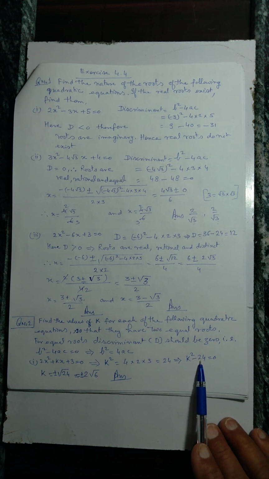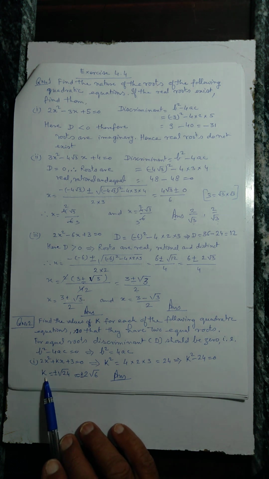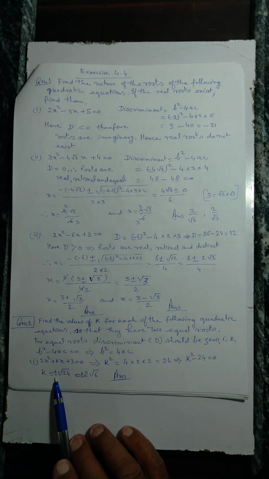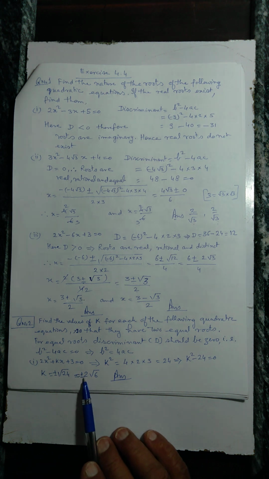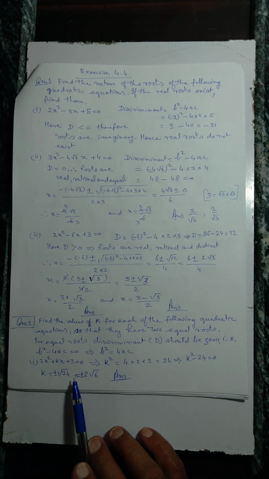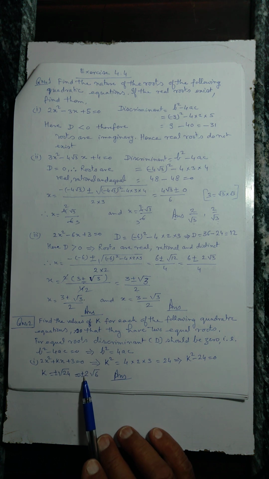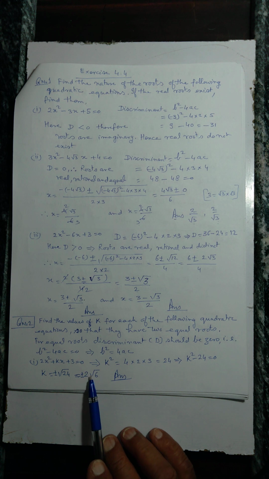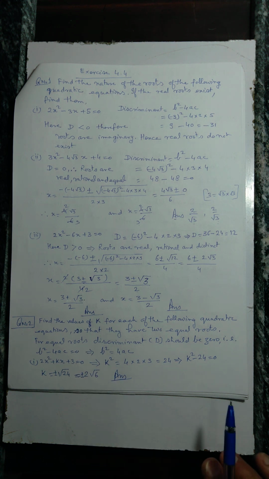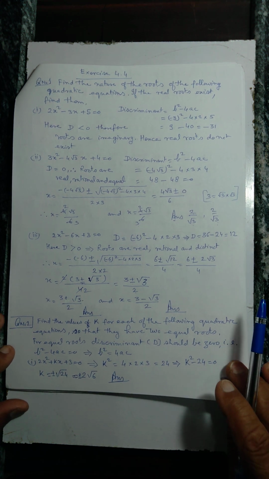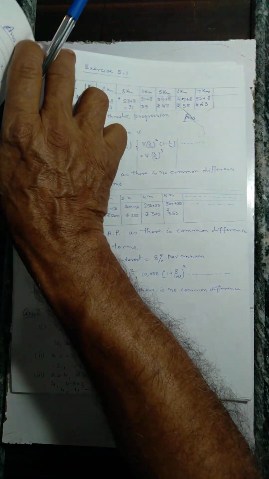So k square minus 24 is equal to 0, or you can say k is equal to plus minus root 24. That will be equal to, 4 times 6 are 24. The square root of 4 will be 2, so I have taken it out from the square root. So plus minus 2 root 6. This will be the answer for the first part of question number 2.